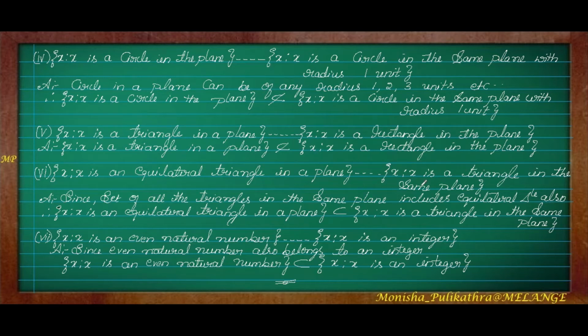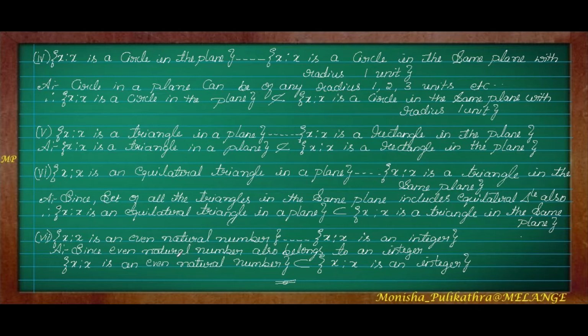X is a triangle in the same plane means it can be a triangle of any size and any shape, where this triangle also includes an equilateral triangle. A triangle means it can be an equilateral triangle, it can be a scalene, it can be isosceles triangle, anything. So in this triangle, equilateral triangle also is included. Therefore, we can write it as equilateral triangle in a plane is a subset of a triangle in the same plane. Okay.